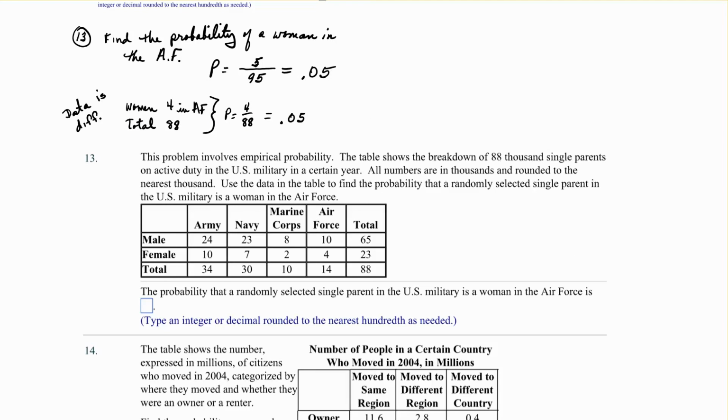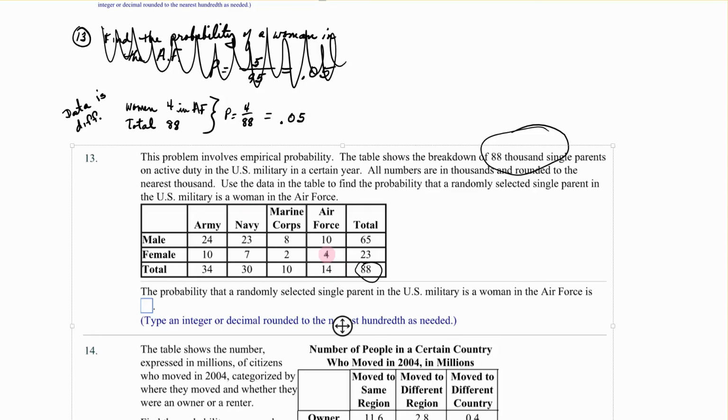All right, after feeling kind of bad about that, I went off and I got the chart that was number 13, so I don't have to use this bad data or the data that isn't appropriate. This was supposed to be the question right here. There are 88,000 single parents, and a woman in the Air Force, there it is. So that's where I got the 4 out of 88. So I am sorry about that.